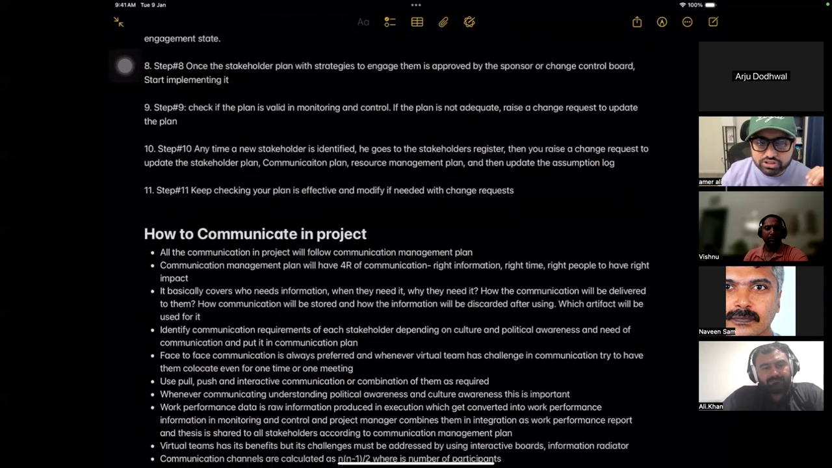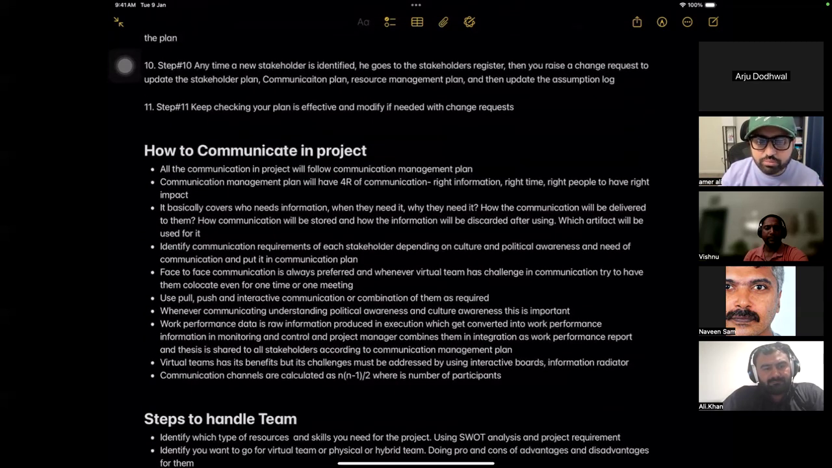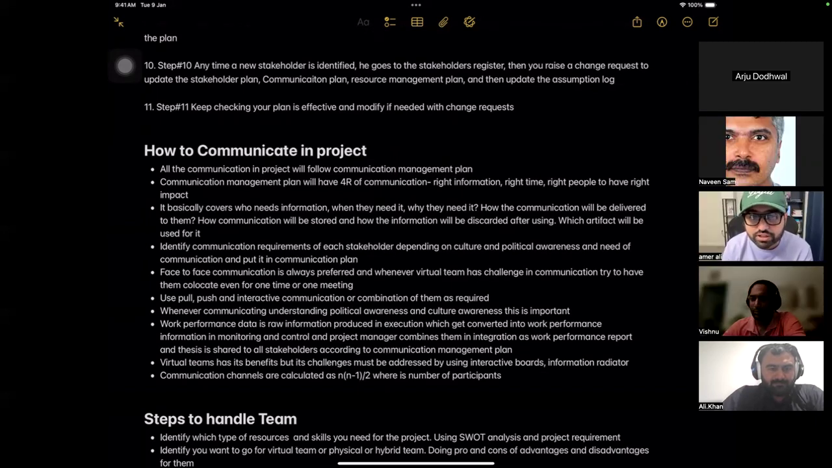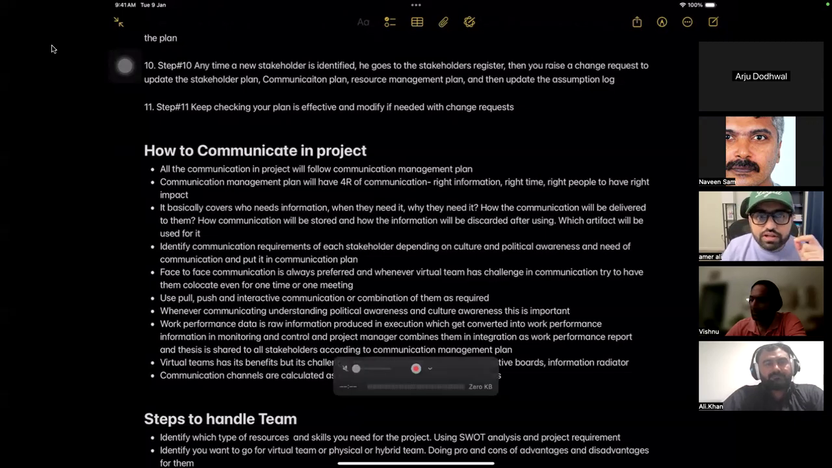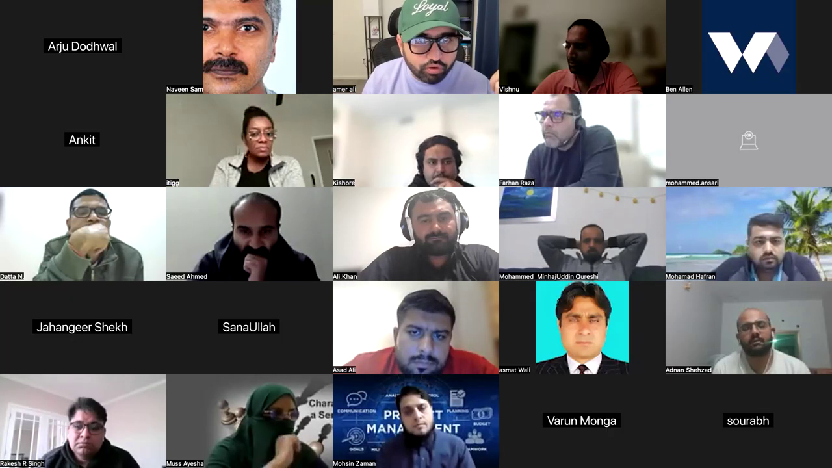Let's go for the communication. Read the communication domain. We will tomorrow also focus back again on the communication domain, but in 1 minute, please go through it. All the communication will follow a plan: the right communication, at the right time, to the right people. Who needs the information? We need to understand the cultural and political requirements of the stakeholders, all these things. We will come back to this topic tomorrow and cover it further as we move forward.